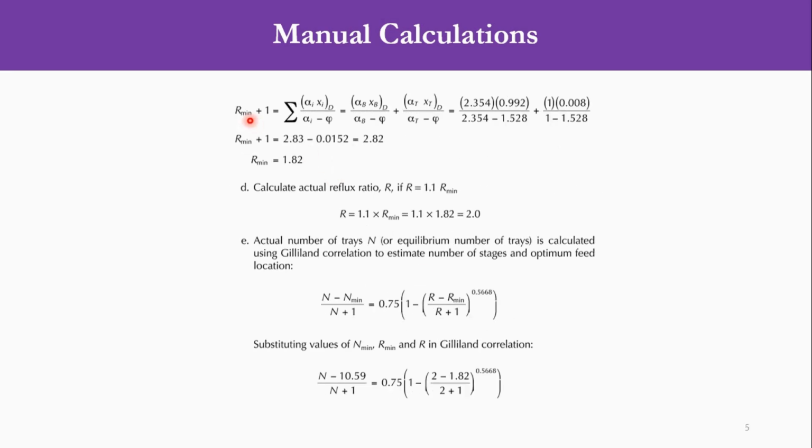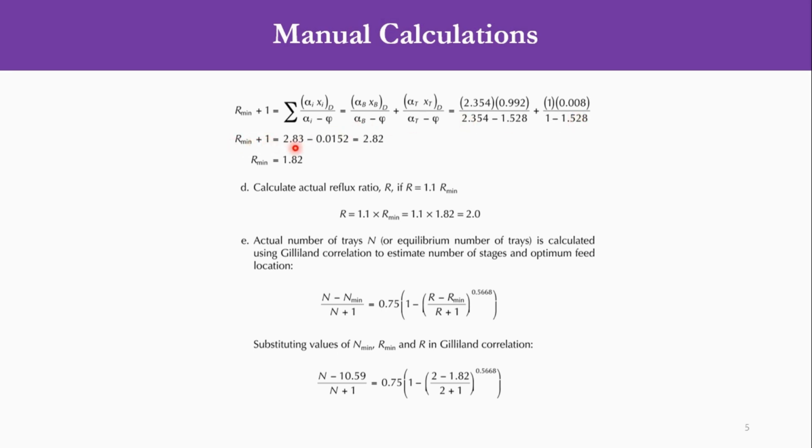Then we will compute the value of R minimum. R minimum plus 1 is equal to summation alpha i xi in D divided by alpha i minus phi. So again, the value in distillate for benzene and toluene: alpha B will be 2.354, x of B in distillate is 0.992, phi value is 1.528. Similarly, alpha T is 1, x of T is 0.008, divided by 1 minus 1.528.